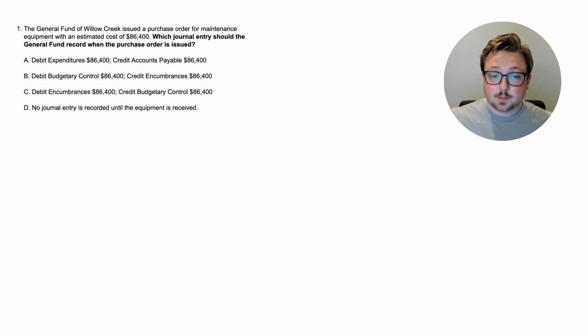Are they going to debit expenditures and credit accounts payable? Are they going to debit budgetary control and credit encumbrances? Are they going to debit encumbrances and credit budgetary control? Or is there no journal entry that's recorded until the equipment is received?